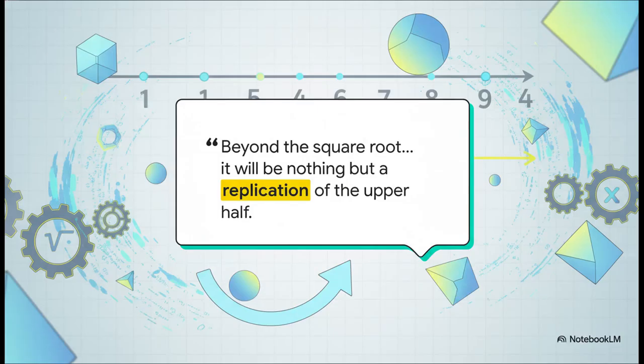Do you see it? It's just mirroring the exact same pairs we already found right after we hit the number 6. Actually, there's a great quote from our source material that hits the nail on the head here. Beyond the square root, the numbers will grow and it will be nothing but a replication of the upper half. The square root of 36 is 6. So once we loop up to 6, we've essentially found both halves of every single factor pair. We literally don't need to keep searching.